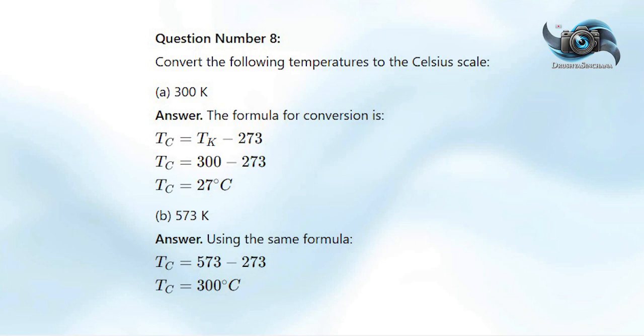Question number 8. Convert the following temperatures to the Celsius scale. A. 300 Kelvin. Answer. The formula for conversion is T Celsius equals T Kelvin minus 273. T Celsius equals 300 minus 273. T Celsius equals 27 degrees Celsius. B. 573 Kelvin. Answer. Using the same formula, T Celsius equals 573 minus 273. T Celsius equals 300 degrees Celsius.